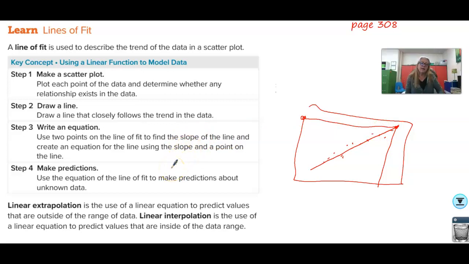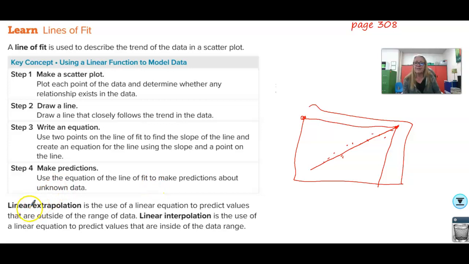And they're going to ask, how good of a prediction is that? Well, it depends on the scatter plot. If it's just loosely correlated and these points aren't real tight, it's not a real accurate prediction. The tighter these points become, the more accurate our prediction is.